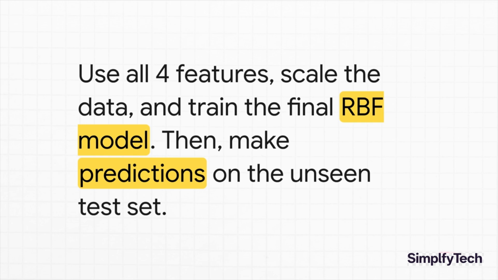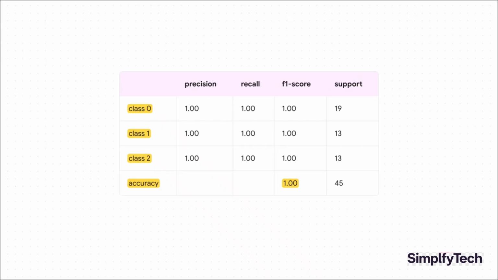If we were to fit on the test data too, our model would get a sneak peek at the test set's distribution, which is a form of cheating we call data leakage. It leads to results that look way too good to be true. After all that, we just call .predict on our scaled test data to get our final predictions. And the results are in. A perfect score. Our SVM got 100% accuracy on the test set.